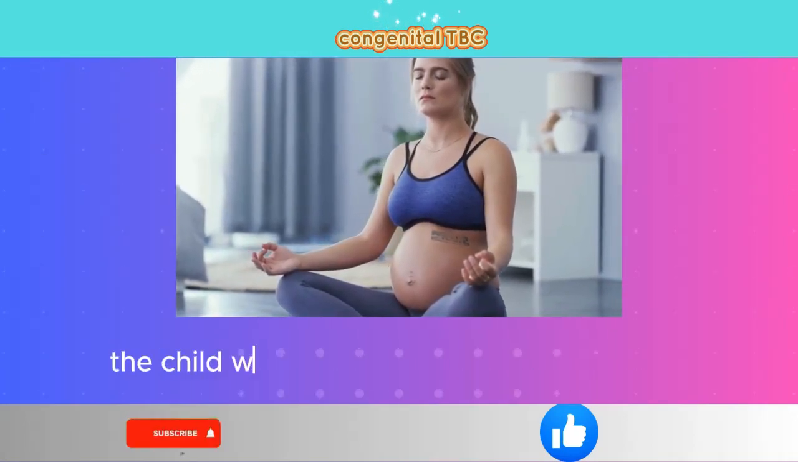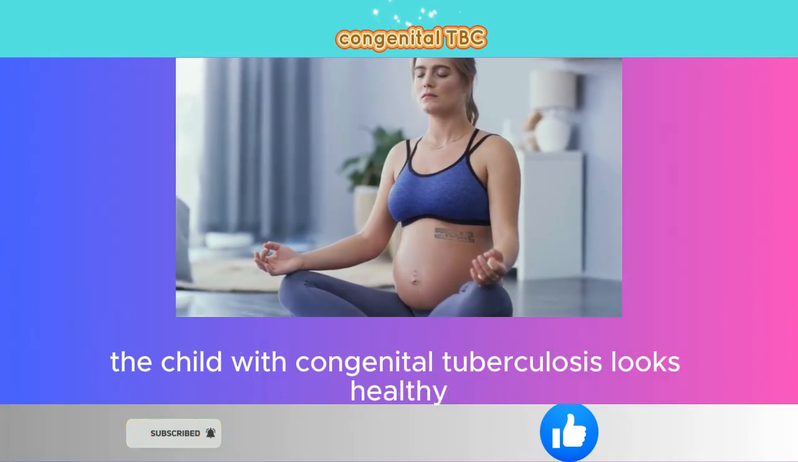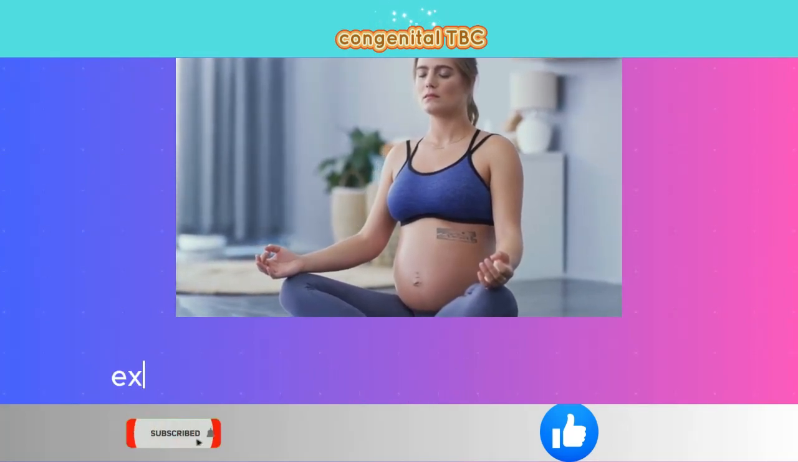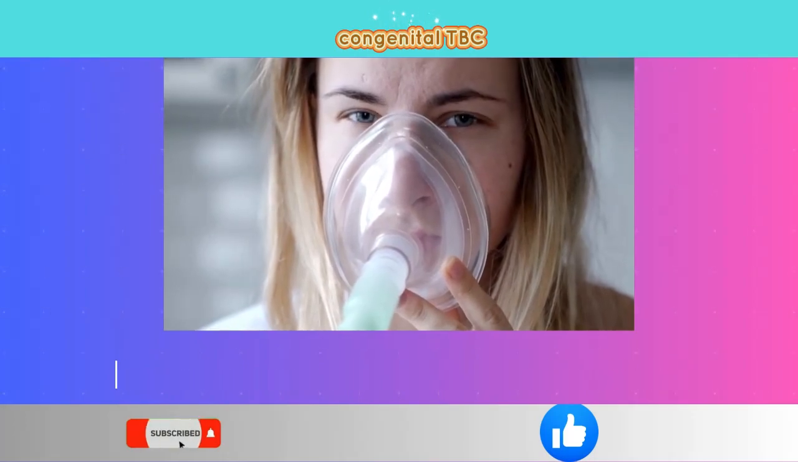At birth, the child with congenital tuberculosis looks healthy. It loses weight rapidly. Exitus occurs in 10 days with hepatosplenomegaly and icterus.